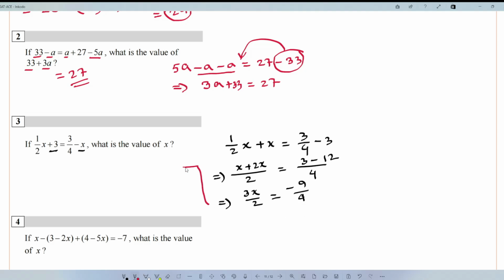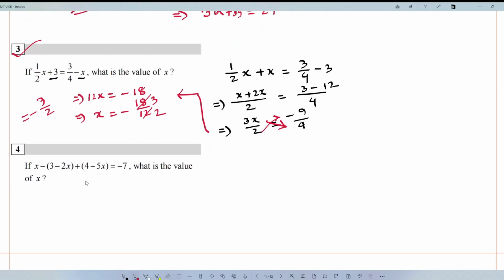Then cross multiplication, so 3x times 4 will be 12x, equals to minus 9 times 2, it will be minus 18. So we can write x equals to minus 18 divided by 12. Once we divide by 6, numerator and denominator, here is 3 and here is 2. So our answer is minus 3 divided by 2. Okay, complete. So number 2 and number 3 done.